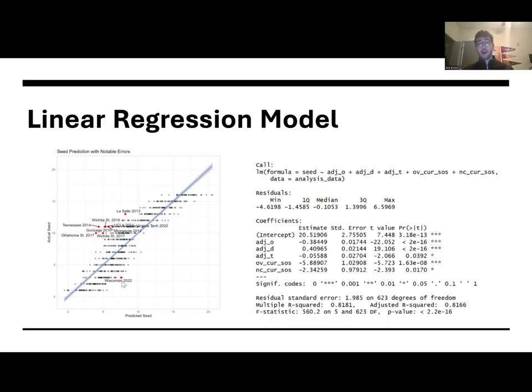So that's the linear regression model that I created. And there's more information within my code in terms of these notable errors and how the model actually performed. But it did predict about 96% of teams within two seeds, and about 68% of teams within one seed. So I think that's a pretty successful model, and it is interesting that clearly the seeding is pretty closely correlated to the performance of teams in these efficiency-based metrics.